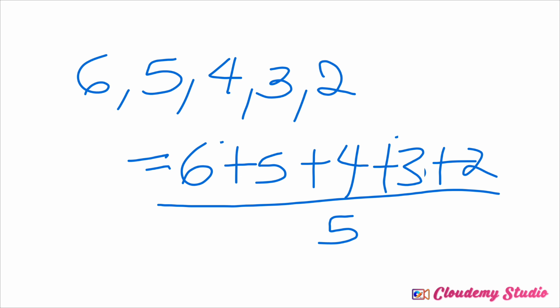So when I sum 6 plus 5 plus 4 plus 3 plus 2, my answer is 20. Now divided by 5, sorry, 20 divided by 5, my answer is 4. That is that one.